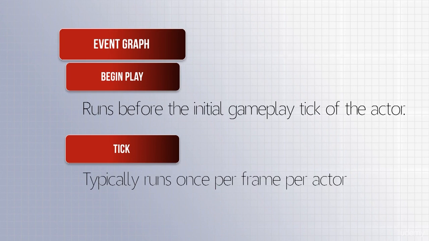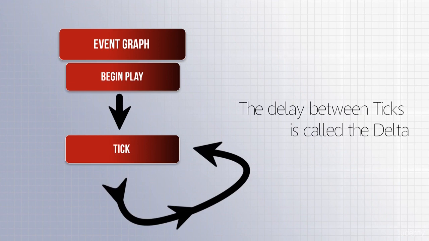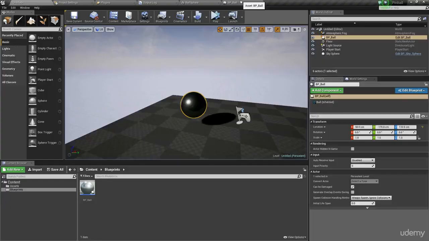The other thing that's important to note is tick, because tick is the function that runs once per frame per actor. Now, this can be disabled, but essentially what this means is that after begin play has run, tick runs, and every single frame, so every single time the computer is updating, it ticks every actor again and again and again. And what's also very important is that the time between ticks, so the time between your computer updating all of the actors again and again, is called the delta time.